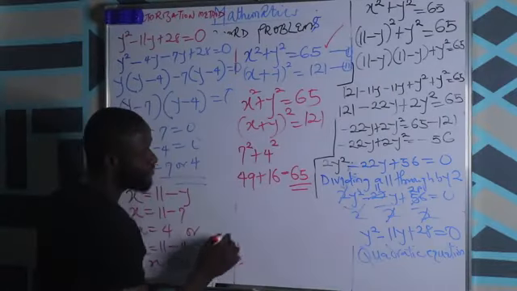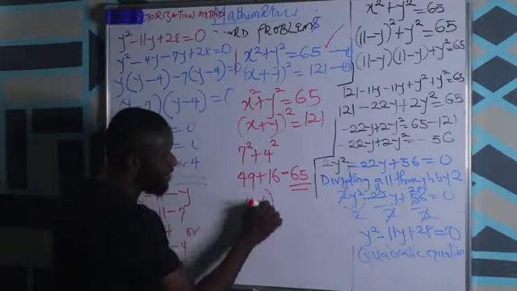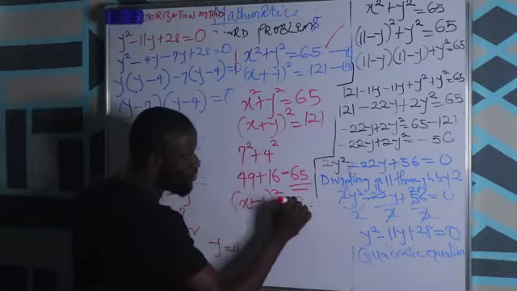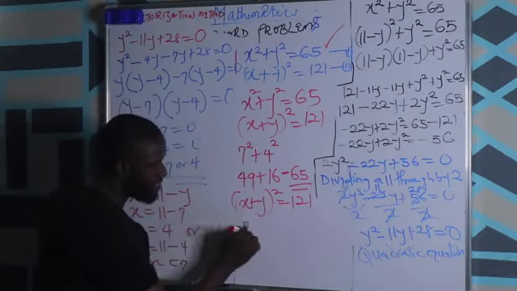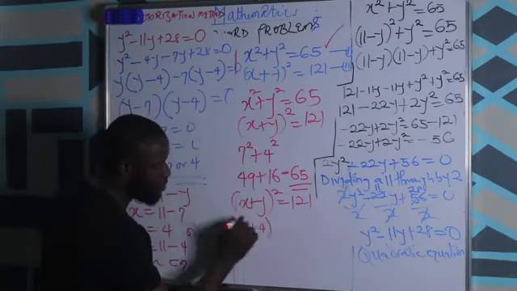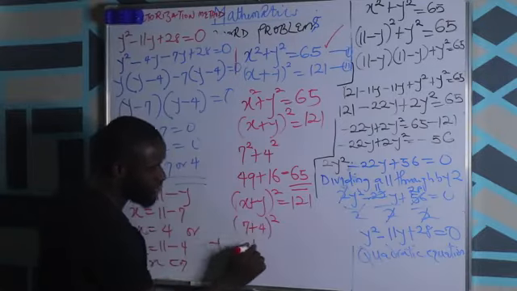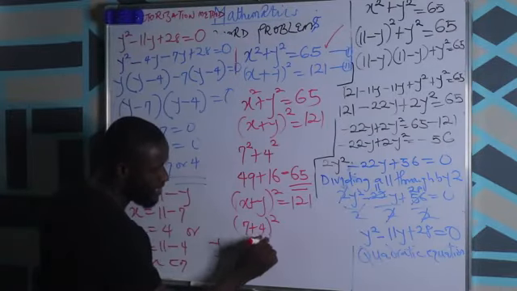Check. So I have (x plus y) squared is equal to 121. My x is 7, my y is 4. 7 plus 4, I have 11. 11 squared is 121.